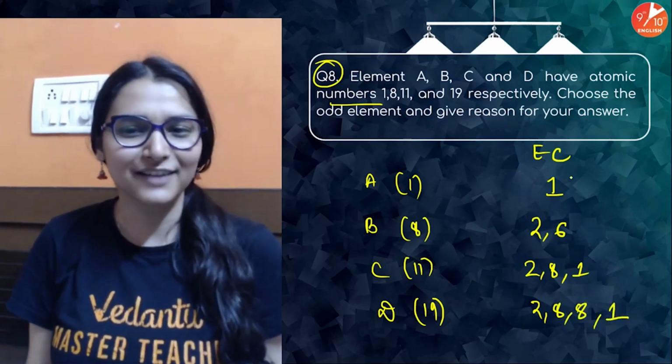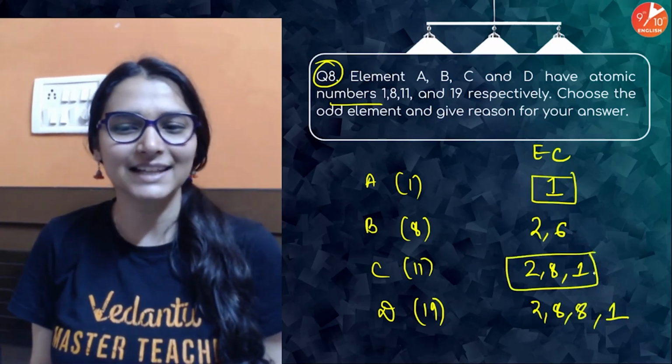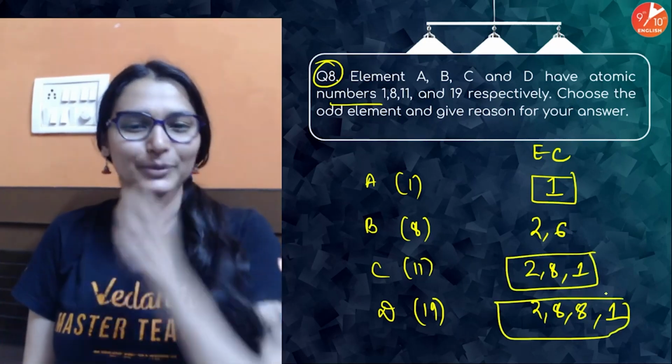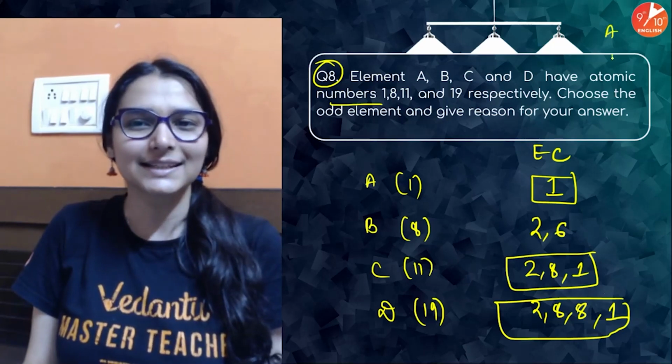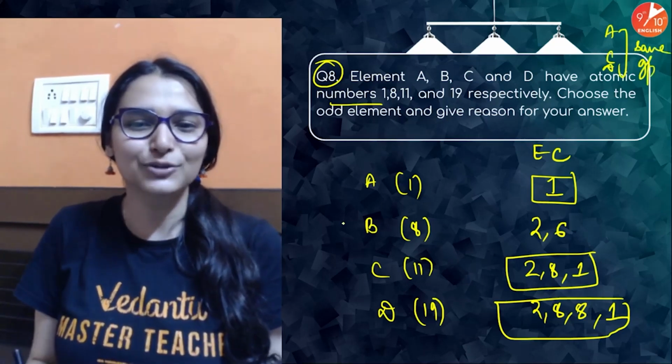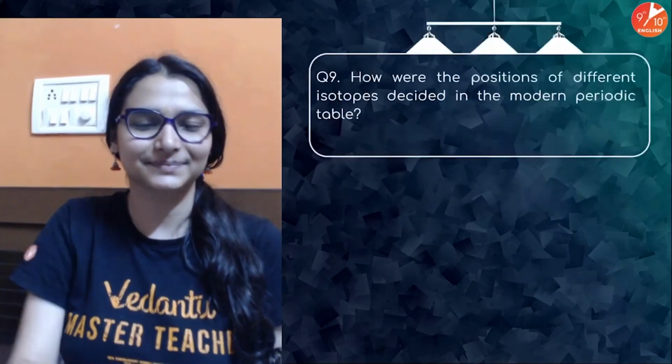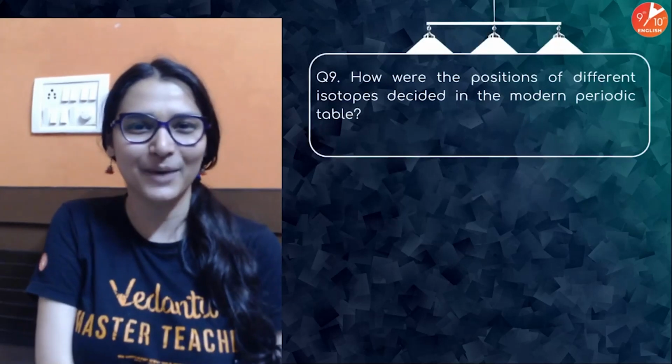Okay, 1 valence electron, 1 valence electron, 1 valence electron. Elements with the same valence electrons belong to the same group. A, C and D are from the same group. Odd one out कौन है? B. It has got 6 valence electrons. Easy, very easy question.